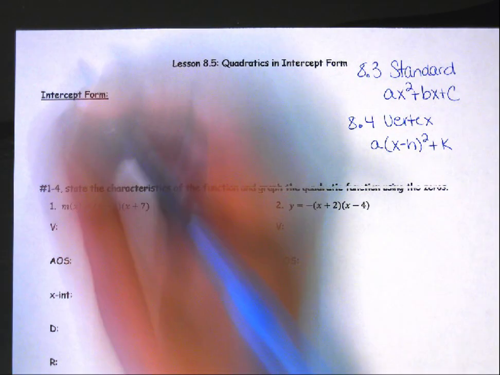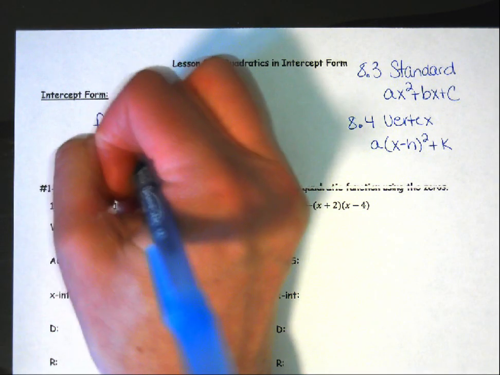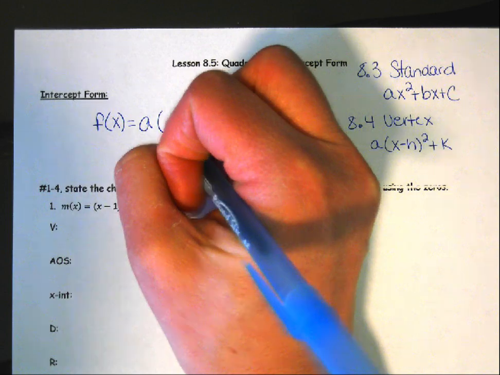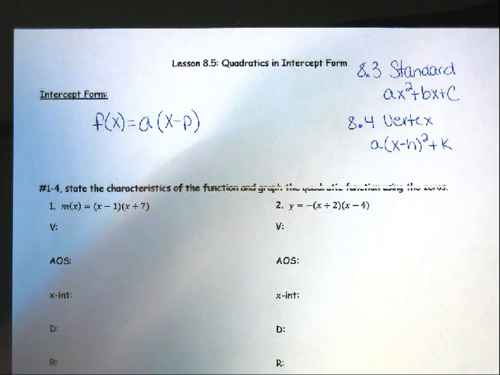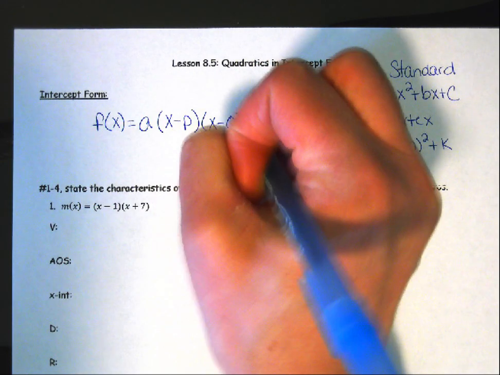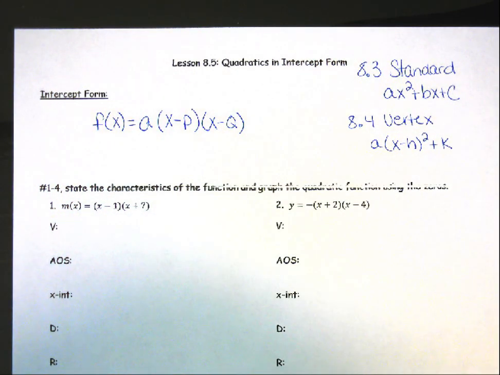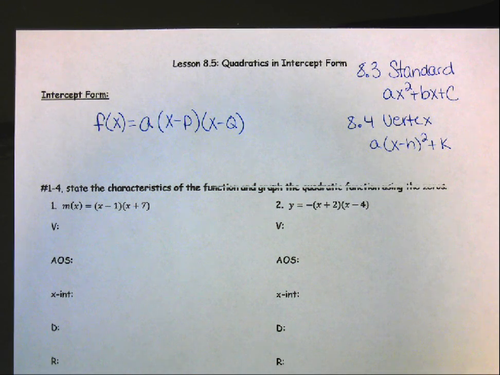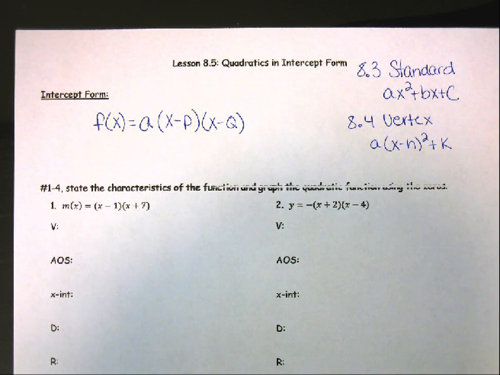So intercept form, still have your a out front, which is your vertical stretch or shrink, but now they're going to throw some new letters at you. So they're going to go x minus p in parentheses, and then you're going to have x minus q in parentheses. I apologize for lowercase versus capital case. That doesn't really make a big difference here. I just don't like how my lowercase q's look, okay? But the lowercase to capital doesn't really matter.